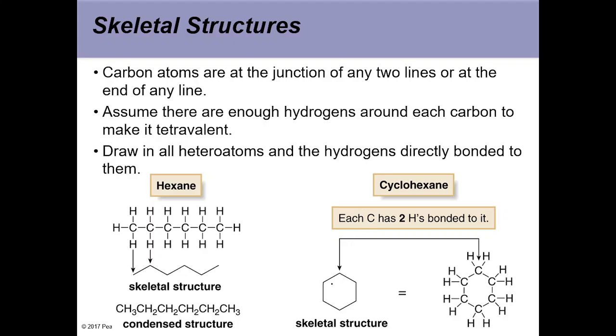Another example to the right is the skeletal structure that shows a hexagon shape, which is actually representing 6 carbons in a cyclic shape, and each carbon will have 2 hydrogens. There's only one thing we have to ensure: we only omit the carbons and the hydrogens attached to the carbons. Any heteroatoms or the hydrogens attached to the heteroatoms have to be shown in the skeletal structure. They cannot be omitted.